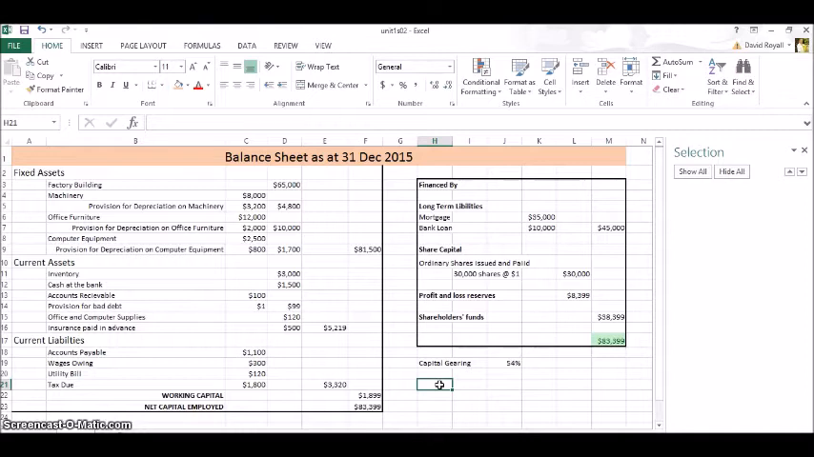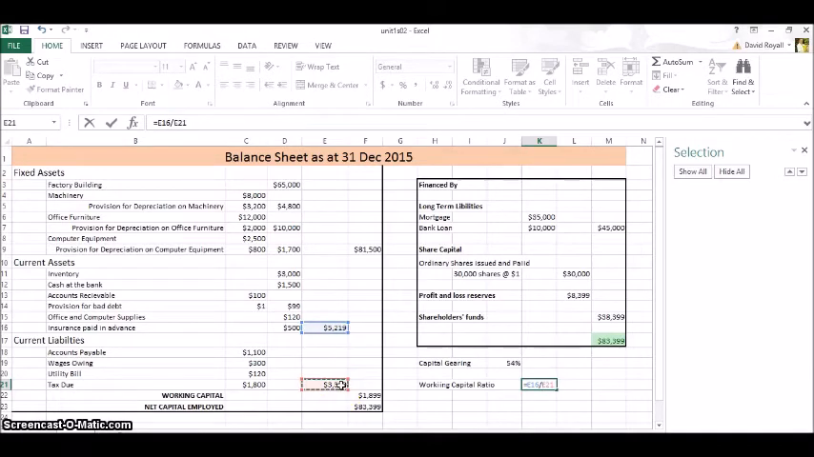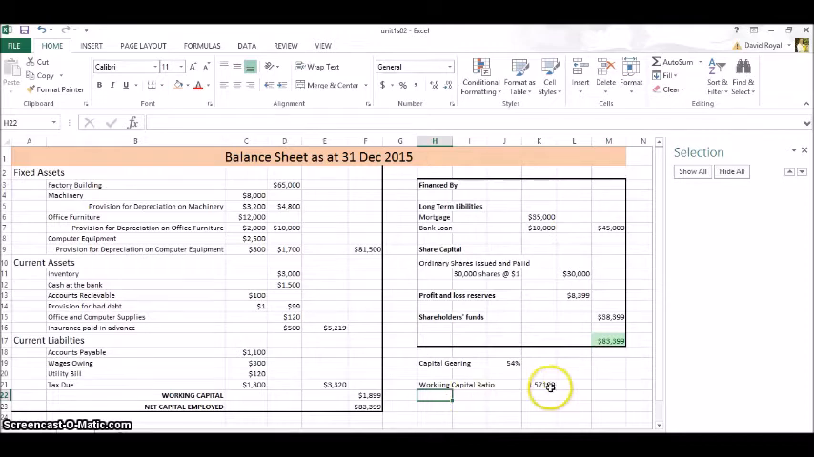Now, similar analysis, we can look at the working capital ratio. So I'm going to type in working capital ratio, and that is equal to the total current assets divided by the current liabilities. And remember from the book, we're looking for a figure of between 1.5 and 2, so that satisfies our requirement. It's a good figure.